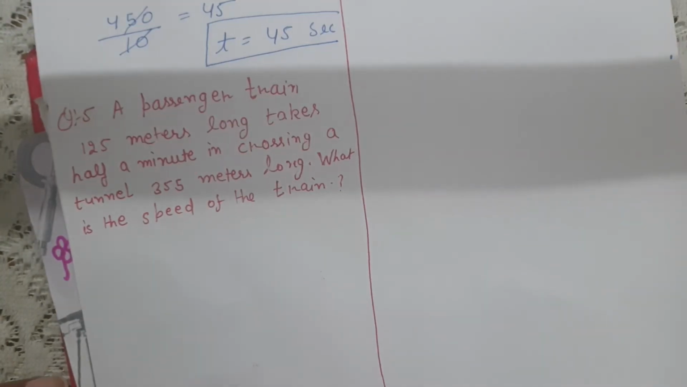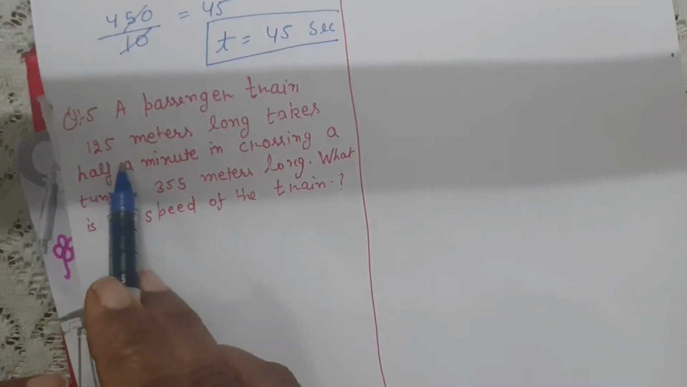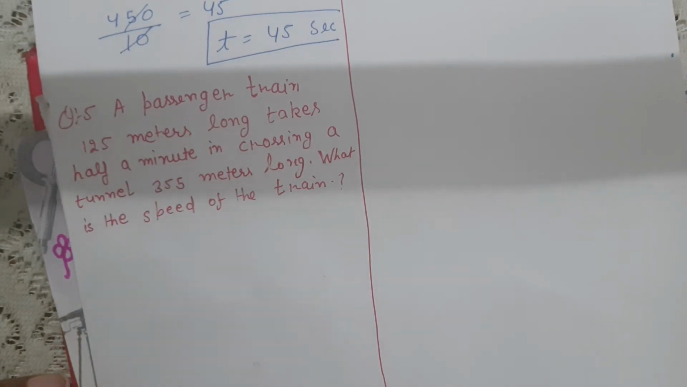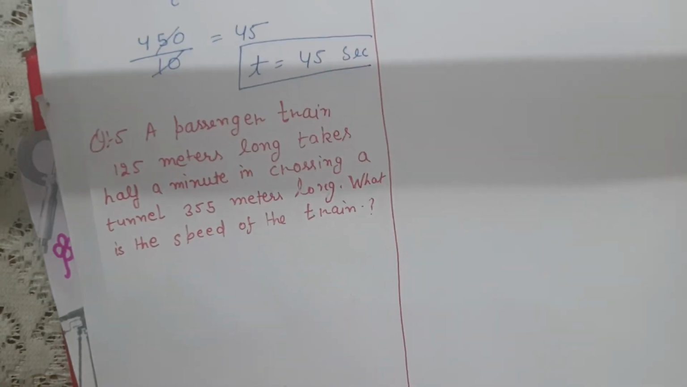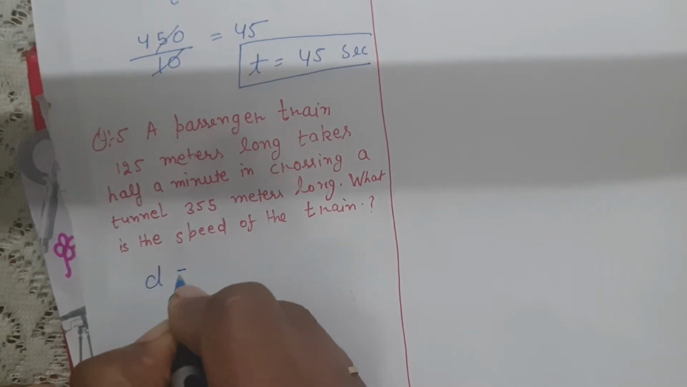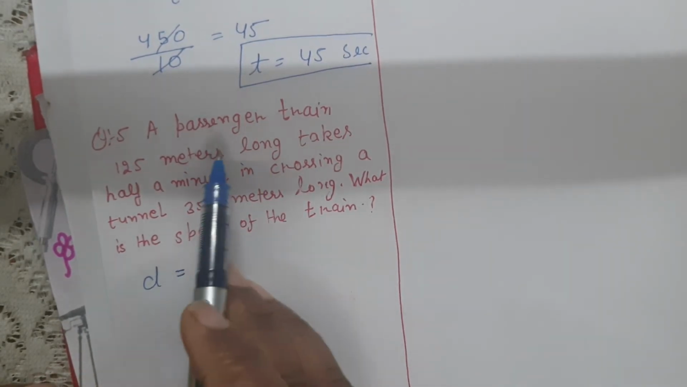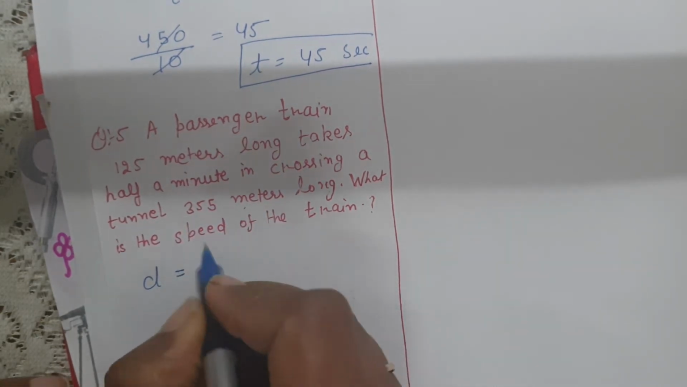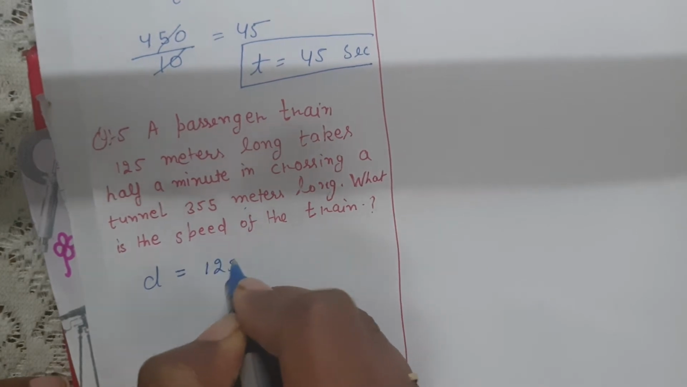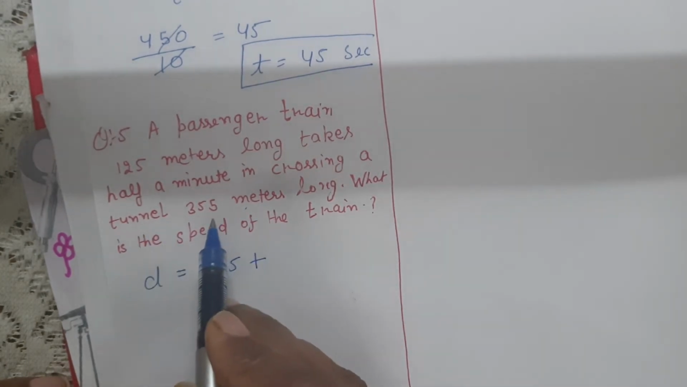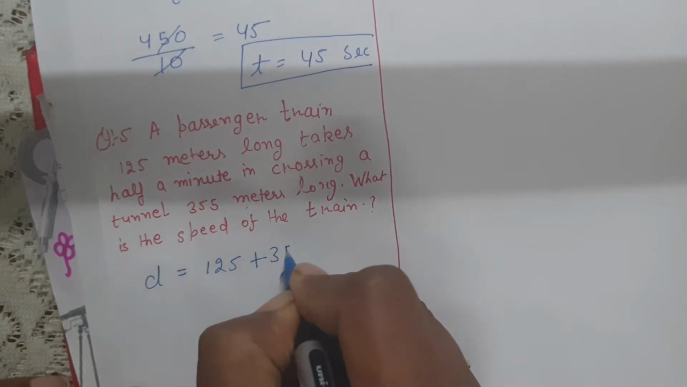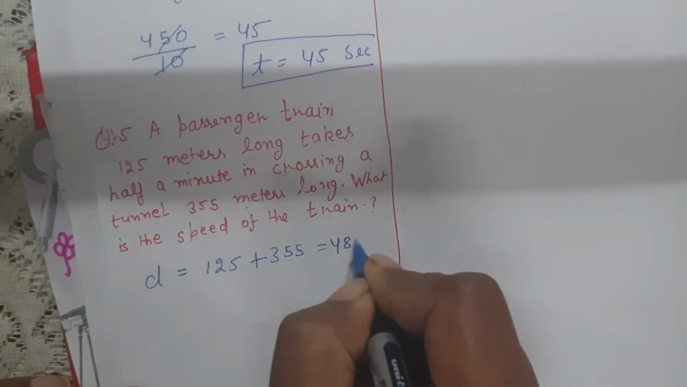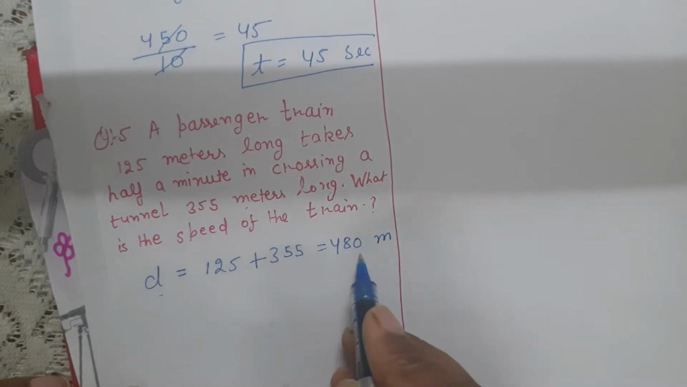Now question number 5 is, a passenger train 125 meter long takes half a minute in crossing a tunnel 355 meter long. So what is the speed of the train? So the distance is the length of the train and the length of the tunnel. So length of the train is 125 plus length of the tunnel 355 meter. It means distance is 480 meter.